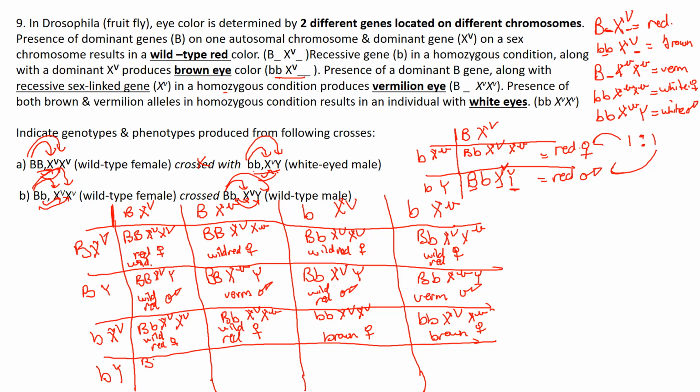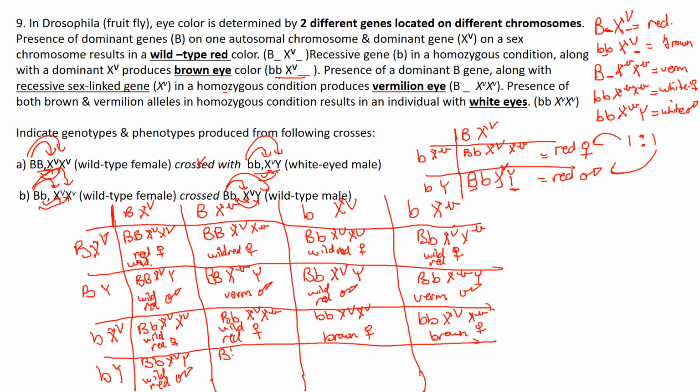So capital B, little b, X with a big V and a Y. As long as I have a big B with a capital V on the X, that has to again be a wild. In this case it has a Y, so it's a wild red male.